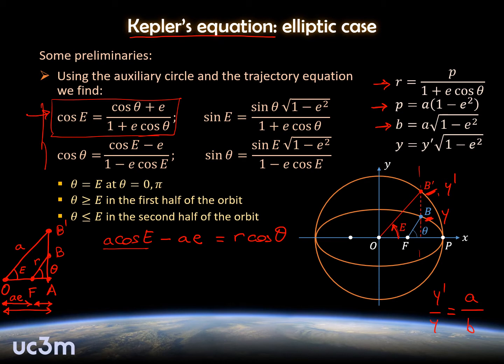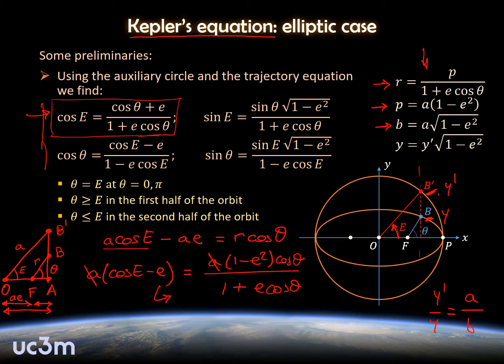Now, in order to progress any further, we are going to replace R using the trajectory equation. So we get something like this for the left-hand side, and then for the right-hand side, expanding already P in terms of A and E. So there we go, we have this expression. Of course, we can cancel A. And now we can send this E to the right-hand side and put everything into a single fraction. When we do that, and that's a very easy algebraic step, you will see that eventually you reach the formula that you have over here.